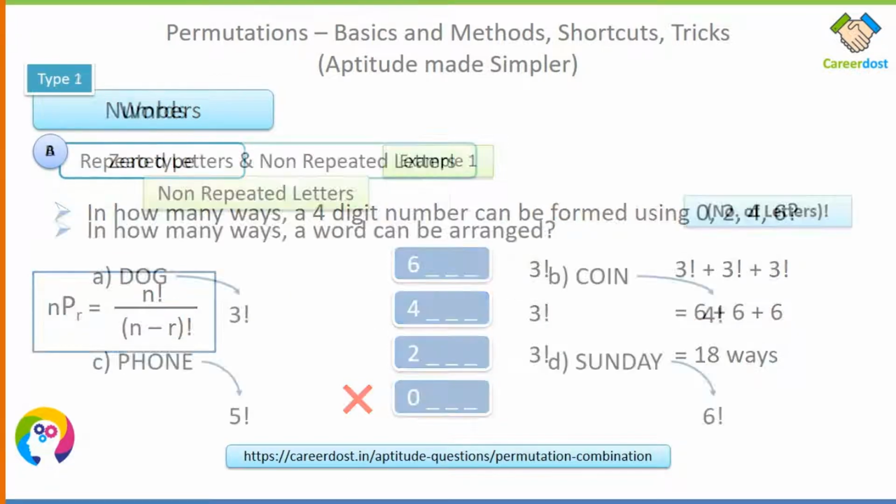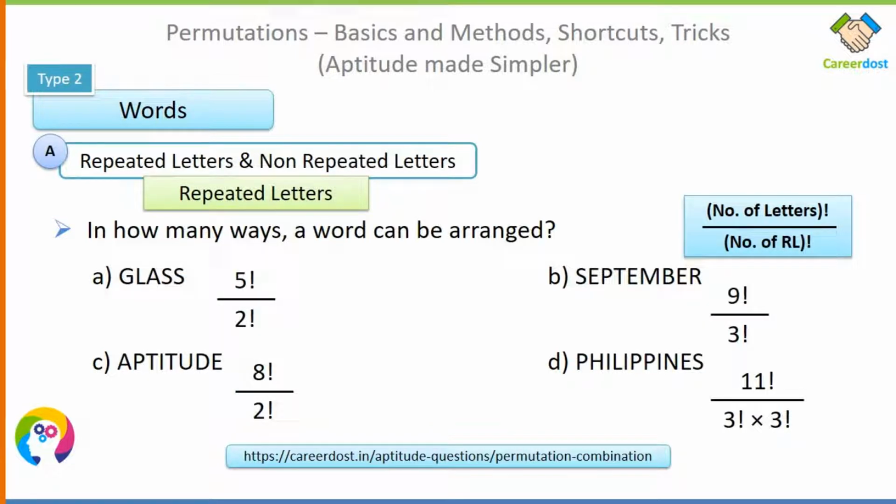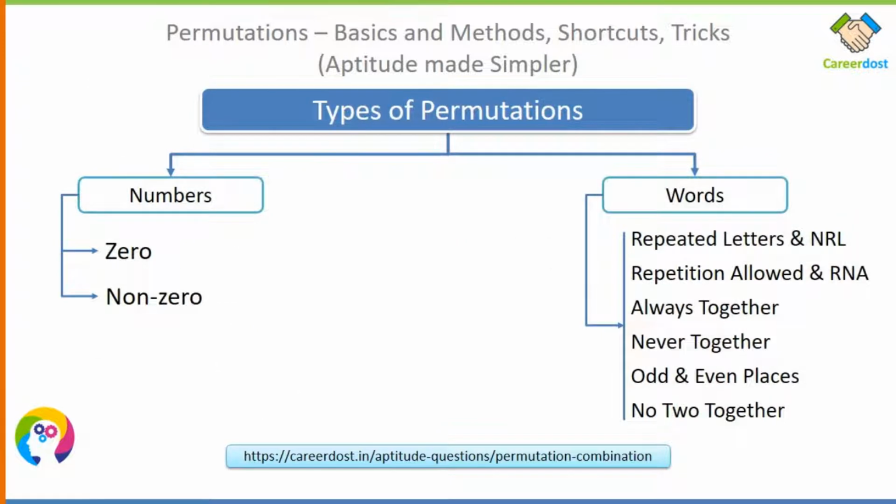Then we discussed second type of permutation. Second type was words, in which we discussed non-repeated letters and repeated letters. Now in this part we will discuss the remaining word type permutation problems. So let's start with the second type of permutation problem in words.